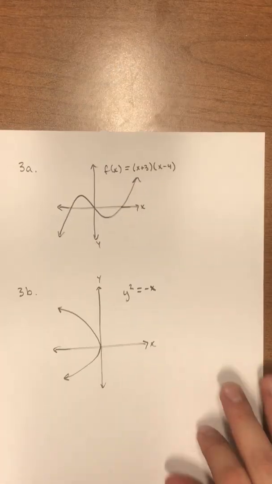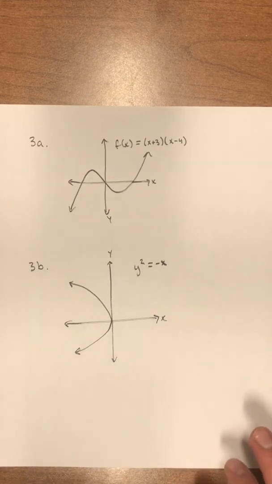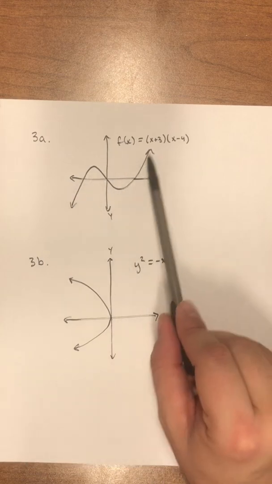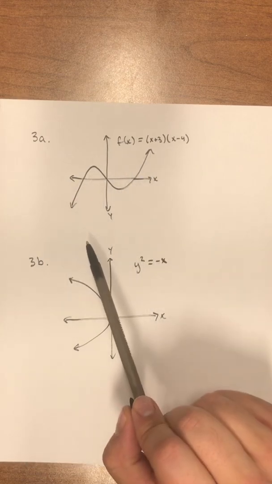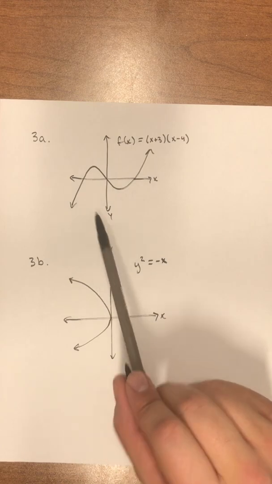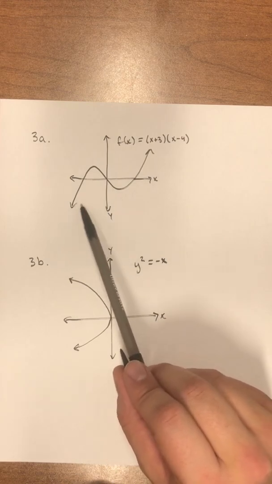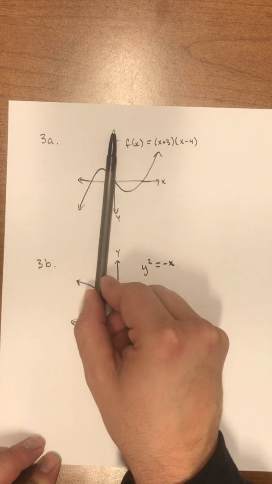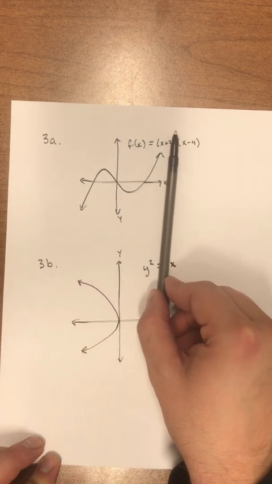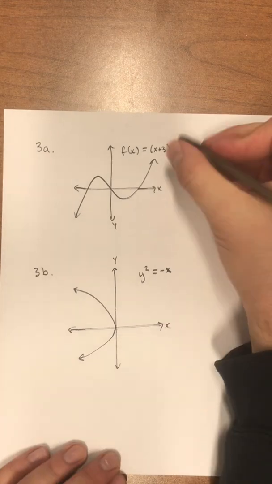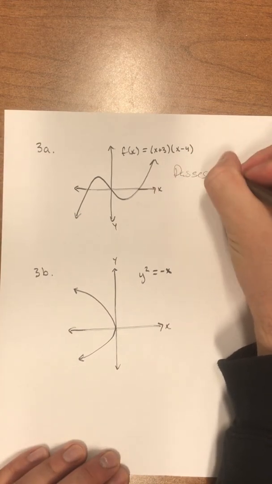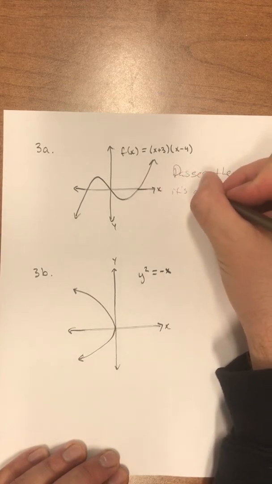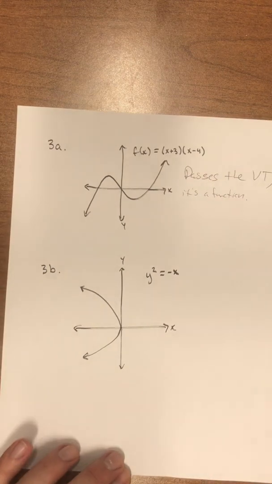Let's take a look at these two. So here, I've already written in function notation. Quickly, we're going to be able to see that this is a function. This is a cubic function. So if we took a vertical line and we went from negative infinity to positive infinity, we would never hit the graph more than once. So this passes the vertical line test, therefore it is a function.